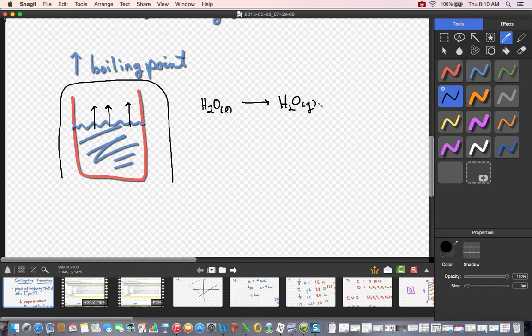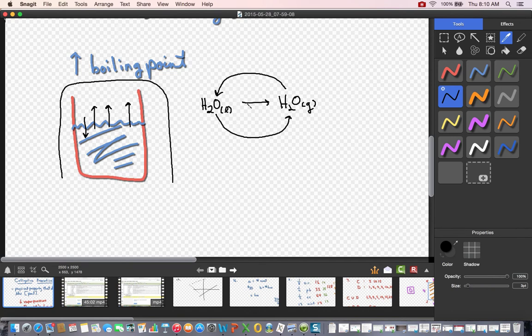They will expand and explore the new freedom that they have, and there will be some instances where they collide with the container, in which you'll get condensation. They'll collide with the surface interface. Initially, there are going to be many more conversions from liquid to gas than there are from gas to liquid.